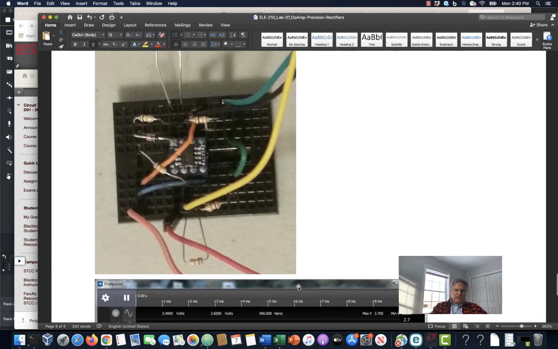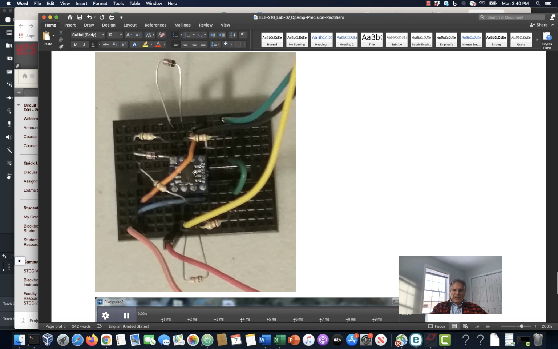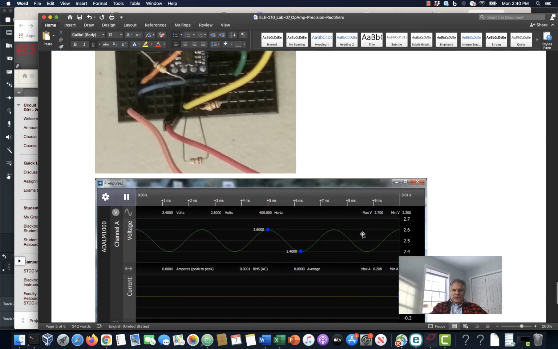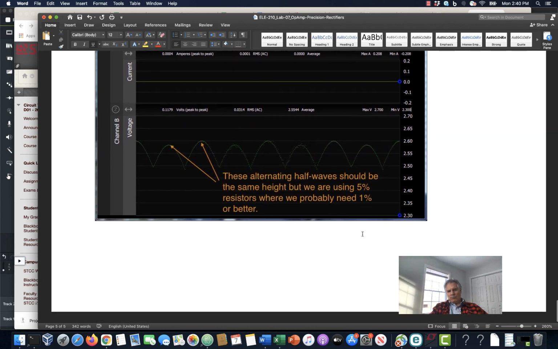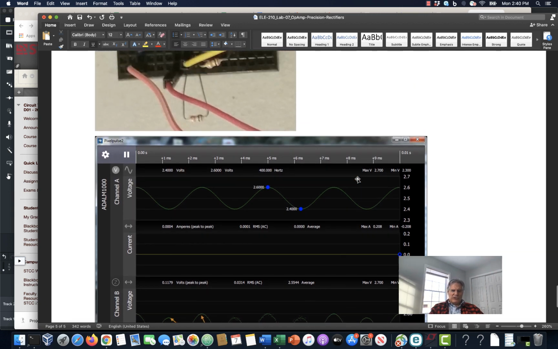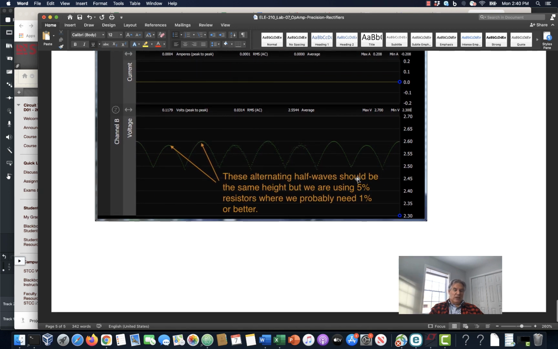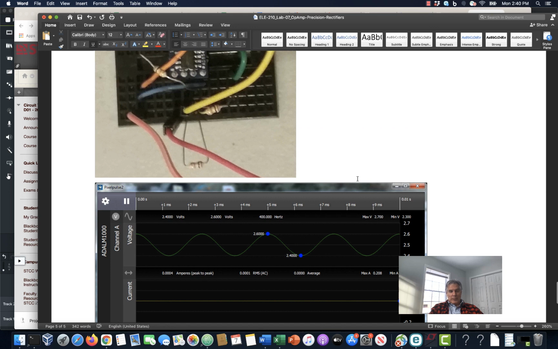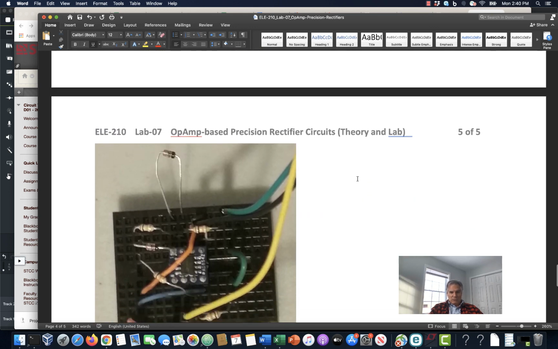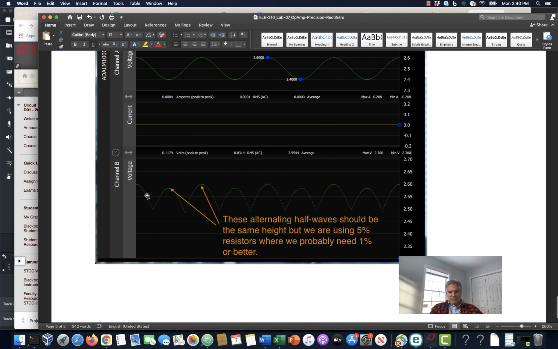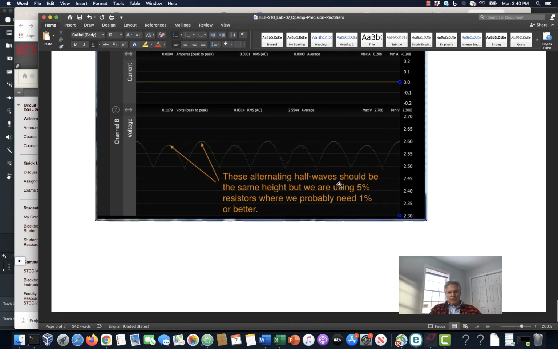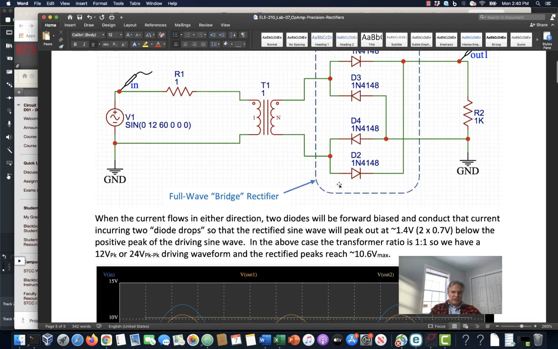And the last one is the full wave rectifier, and you can see I used both sides of the AD8542. What you see is I have all my peaks in here, but every other one, the alternating ones, are different heights. And I maintain that's because we're using 5% resistors, where we should be using probably even better than 1% resistors, maybe 0.1% resistors, so that everything comes out equal. But you can see that the circuit is a full wave rectifier, and again, we're working with just 0.2 volts peak to peak here. So precision rectifier circuits, that's what we got.